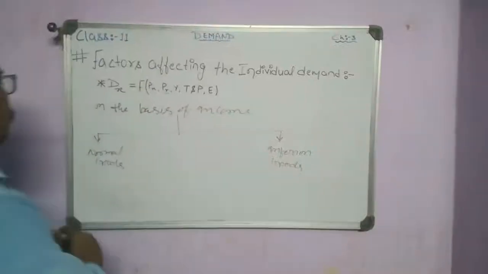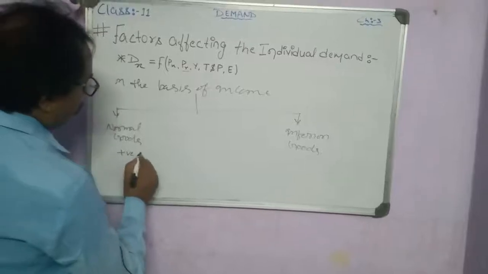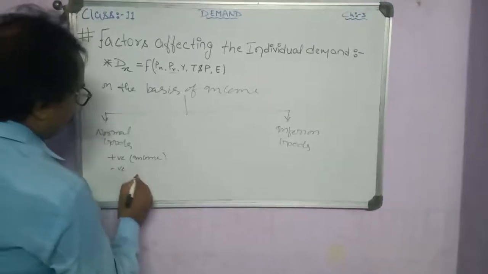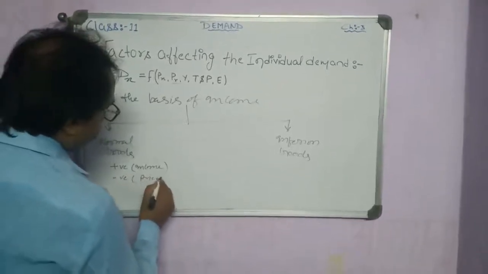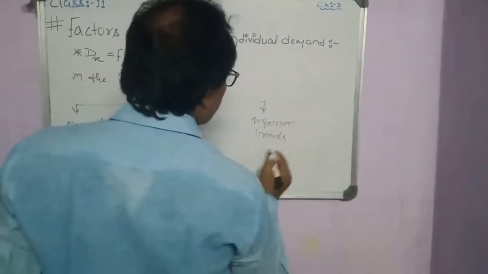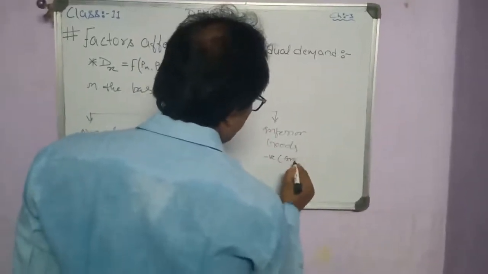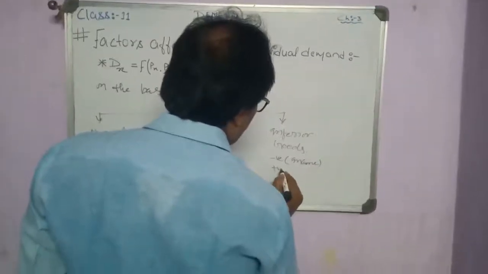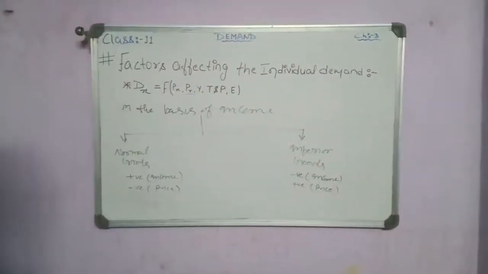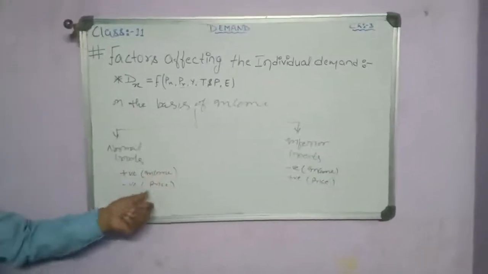Is it clear? So in case of normal goods, there is a positive relation with income and a negative relation with price. On the other hand, in case of inferior goods, there is a negative relation with income and a positive relation with price. So now we can easily define it. Normal goods are those goods which have a positive relation with income and a negative relation with price.